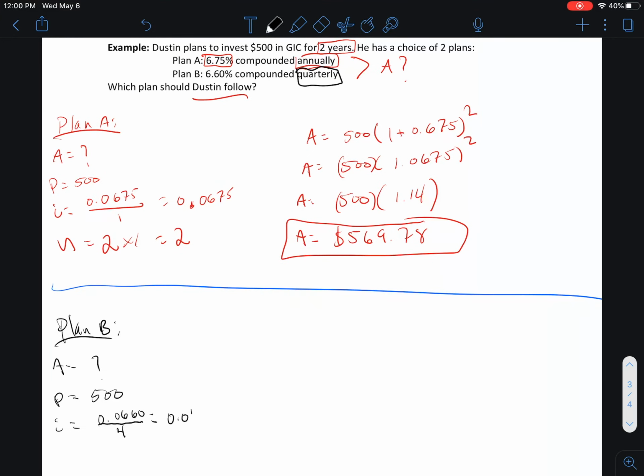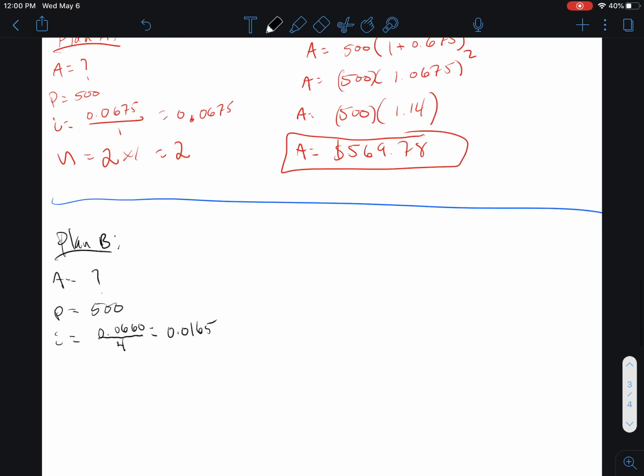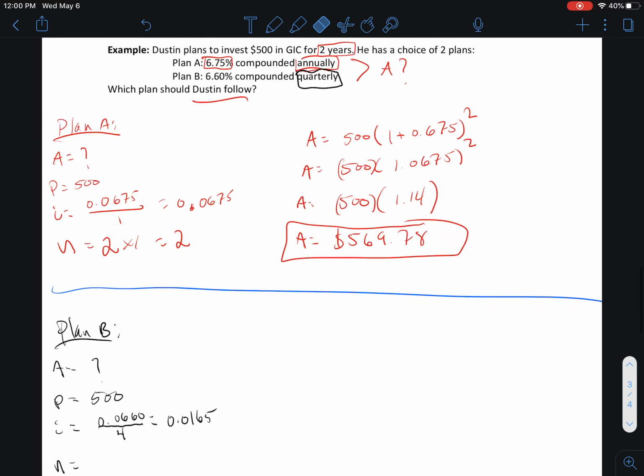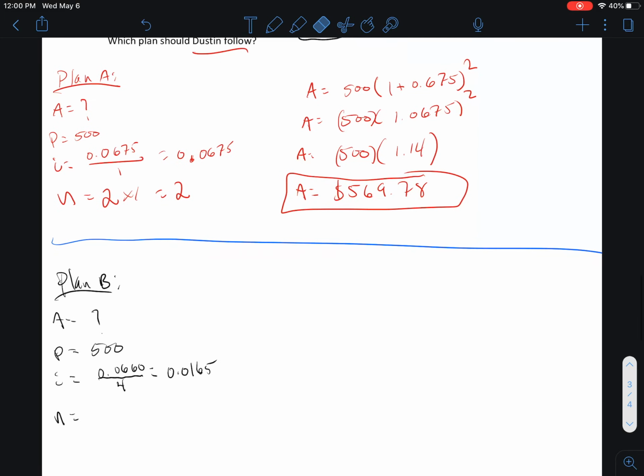Divide that by 4. Okay, that's going to be our interest rate every time it compounds. So it's 0.0165. Now, how many times is it going to earn this amount of interest? He's going to earn, it's in there for 2 years, same as the last time, right? But how many times is it going to be compounded at this rate? Well, if it happens 4 times per year and it's in there for 2 years, you're going to multiply by 4. So you should see 8 times it's going to be compounded.